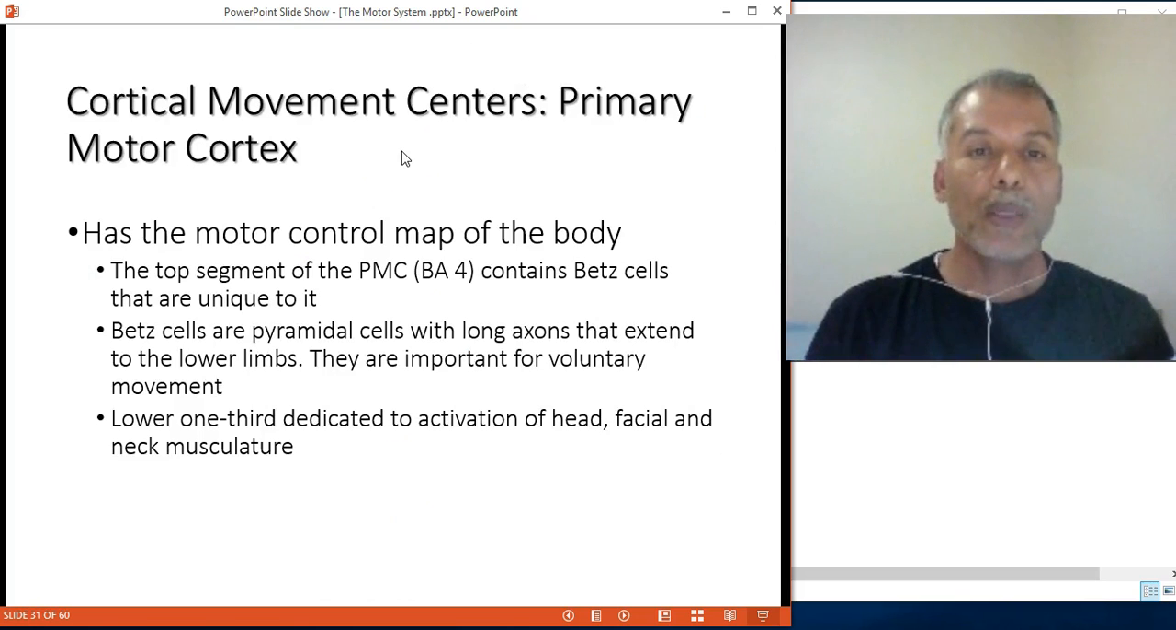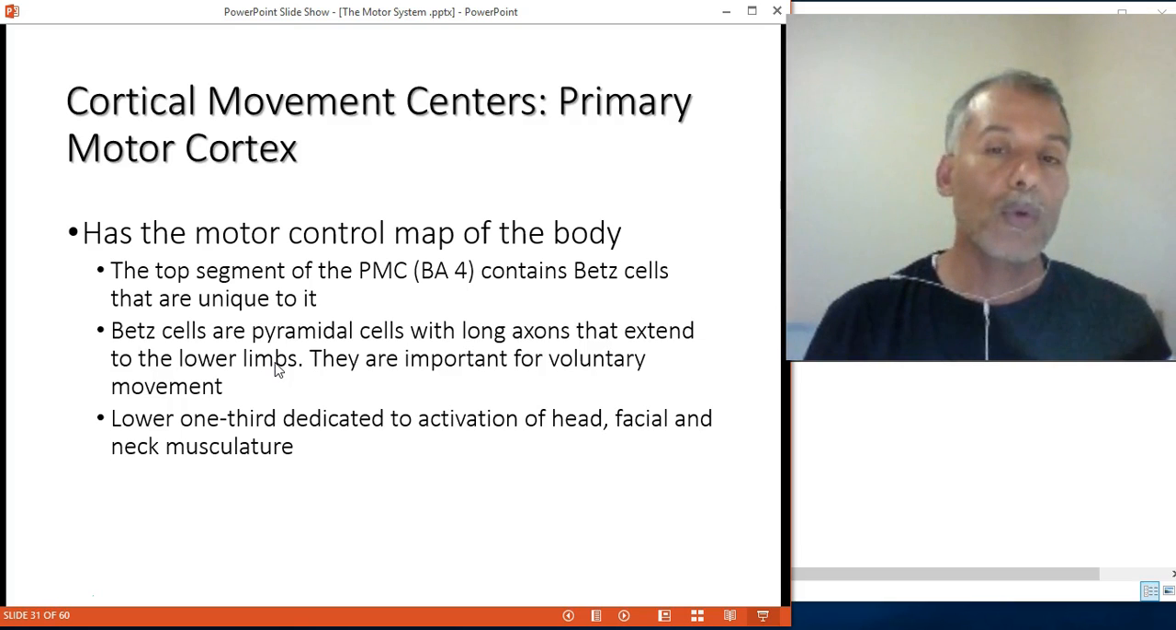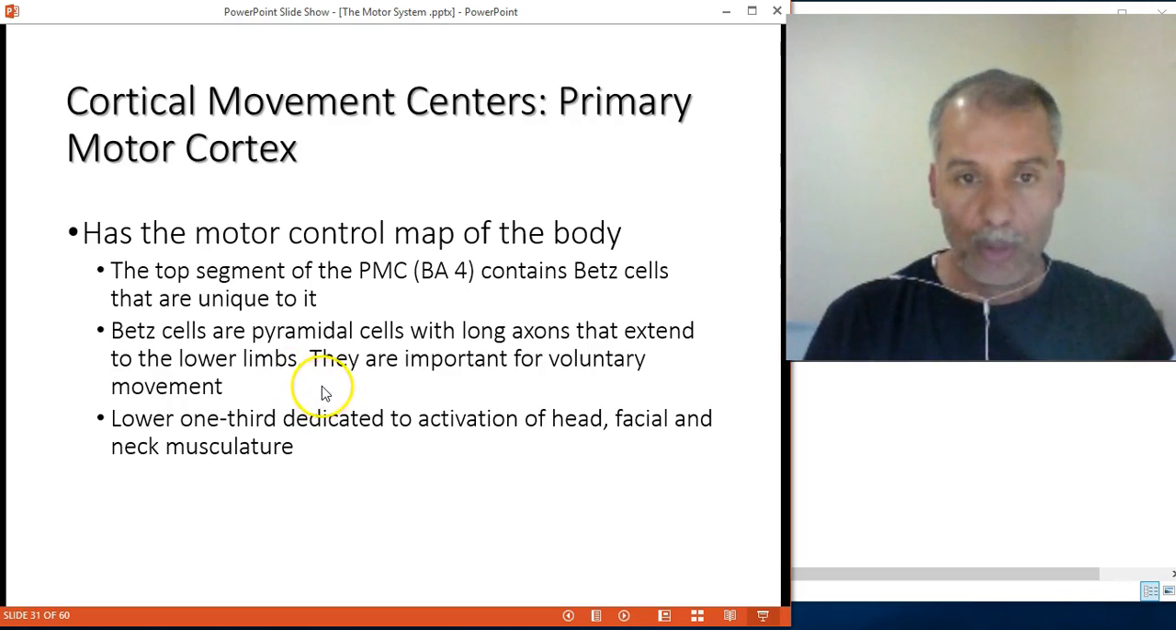So what is so special about these Betz cells? They are pyramidal cells that have very long axons that extend to the lower limbs. So these axons go all the way down to the brainstem, spinal cord, all the way to your big toe. And so they are important for voluntary movement.